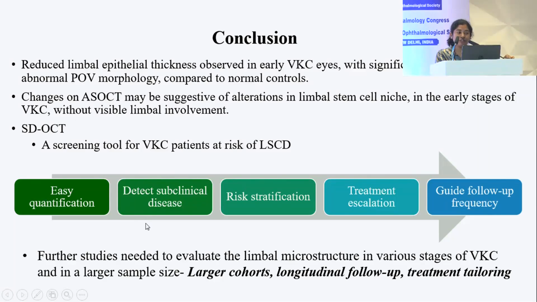It helps in easy quantification, detecting subclinical disease, risk stratification, treatment escalation, as well as guiding the follow-up frequency in these patients. However, further studies are needed to evaluate the limbal microstructure in these patients in various stages of VKC as well as in a longitudinal manner with response to treatment. And of course, larger cohorts will further establish these results.